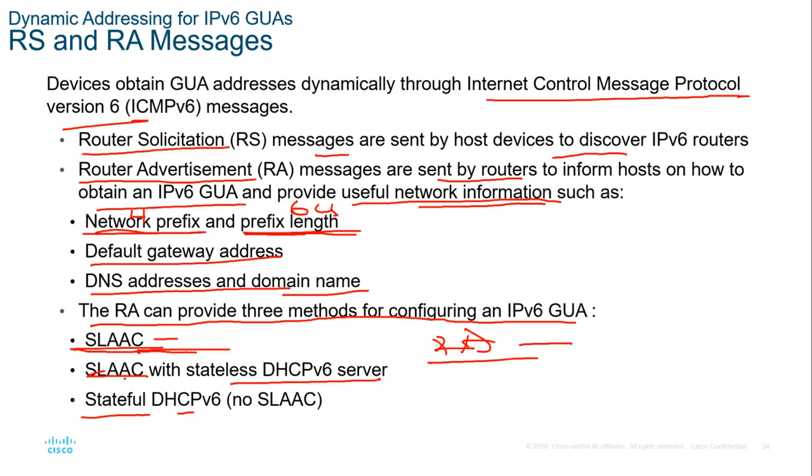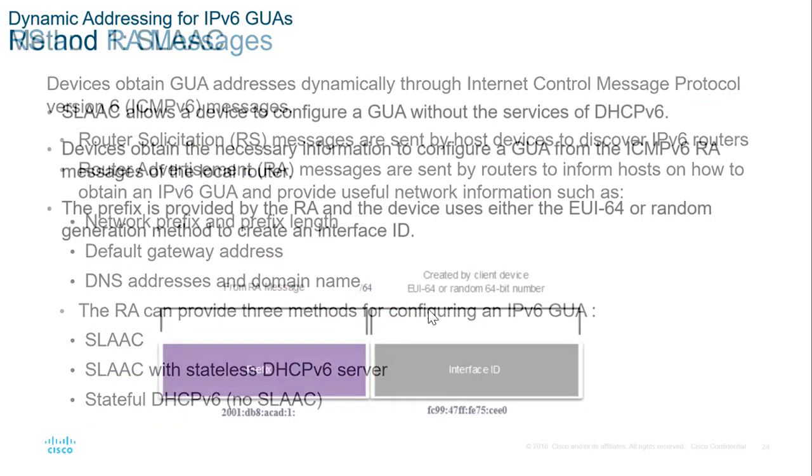When it comes to SLAAC, it gives out partial information: some information is within the router advertisement, and the other information is from the DHCP server. Then when it comes to stateful DHCP, there is no SLAAC, stateless address autoconfiguration. It's not supported. All the required information, the client has to pick from the DHCP server.